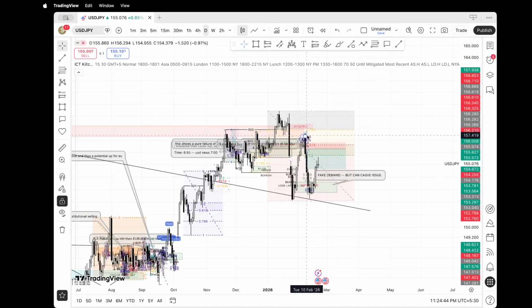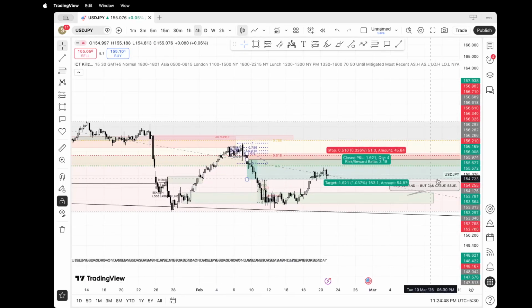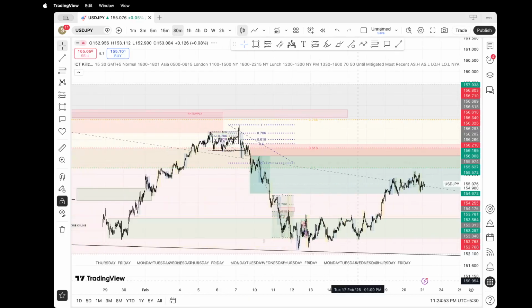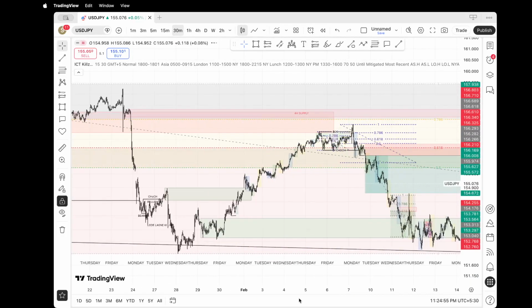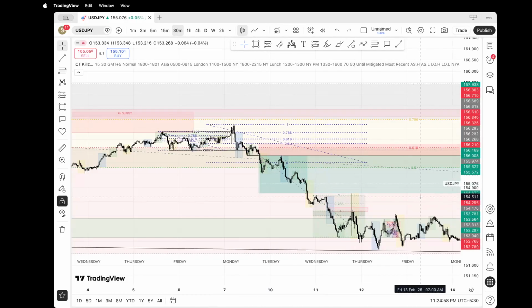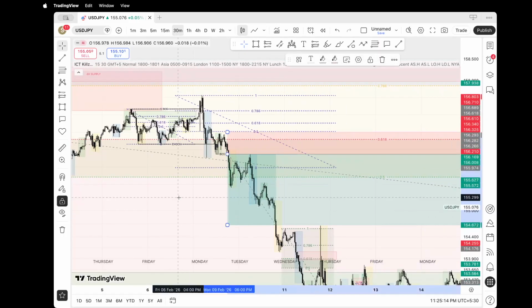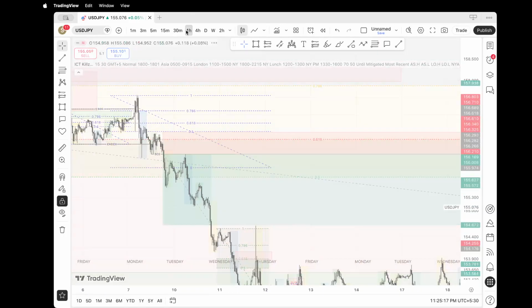It came to a good zone, 0.7, great, and it entered the zone. Okay, let's zoom in. What happened here? So yes, it gave a change of character, great, and then a break of structure, and we entered at the break of structure. If I would have waited for a pullback, then yes, but indeed this SL must be large.